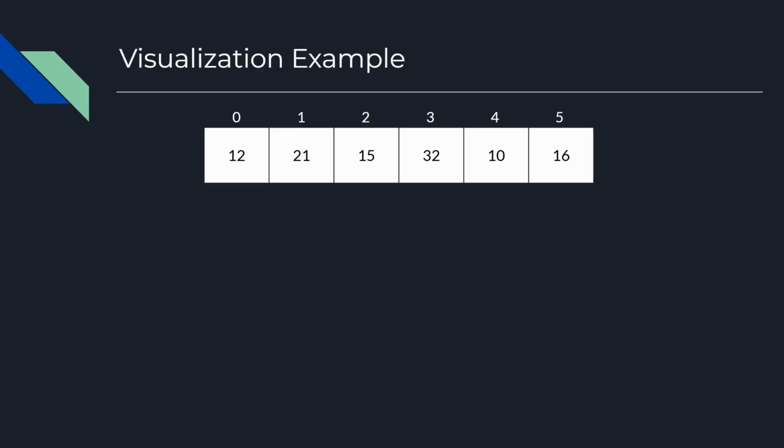Now let's look at the visualization example. As you can see, here is an unsorted array with many different values. By definition, we will recursively divide the array into two halves, which are the two subarrays, until we reach the length of the array of 1, so until there is only one element left in each subarray.